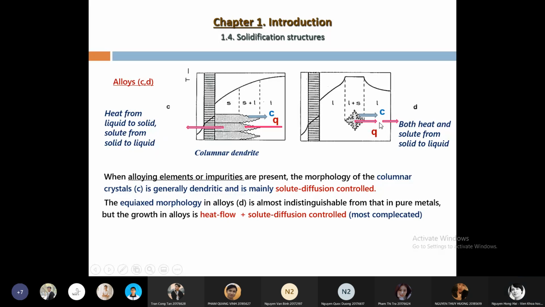But the heat flow is changed in the direction. In this case, from liquid, solid, to the mold, to the environment. But in this case, from solid to liquid, the same direction as the diffusion flow. So in this case, you have both heat and solute from solid to liquid.